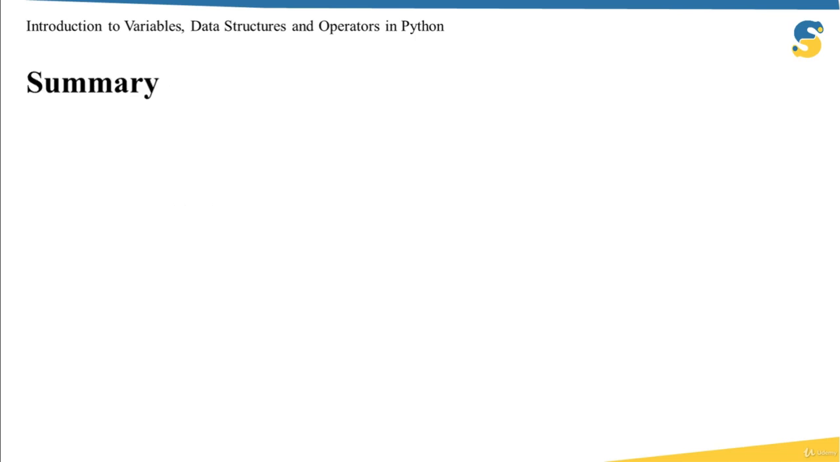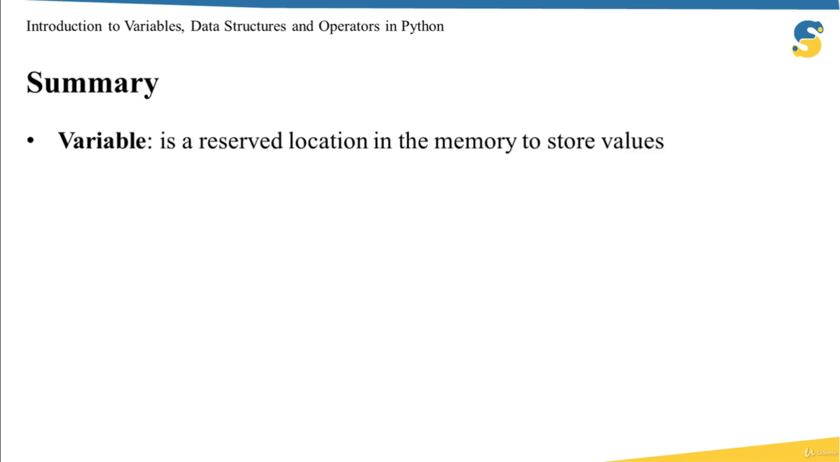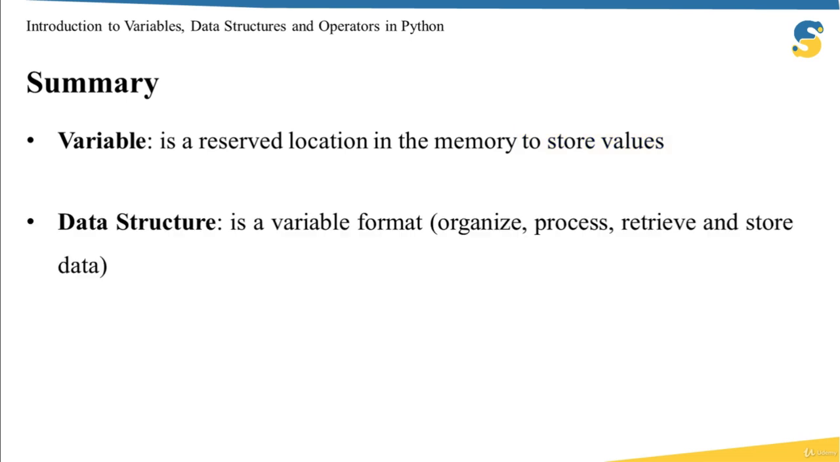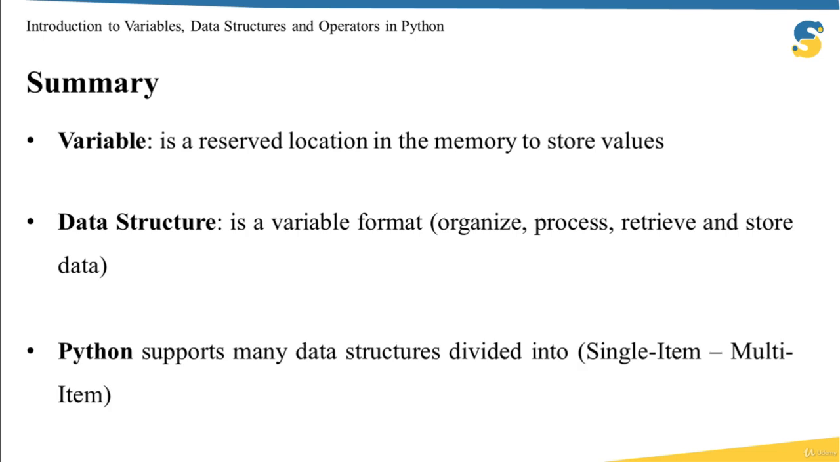Now let's recap what we have learned in this lecture. In this lecture, we have defined what's a variable, and we say variable is a reserved location in the memory to store values. Also, we have defined the data structure, and as we see, it's a variable format in order to organize, process, retrieve, and store data inside the variable. Also, we see that Python supports many data structures, and these data structures mainly are divided into single item data structures, like numbers, and multi-item data structures, like string, list, tuple, and so on.